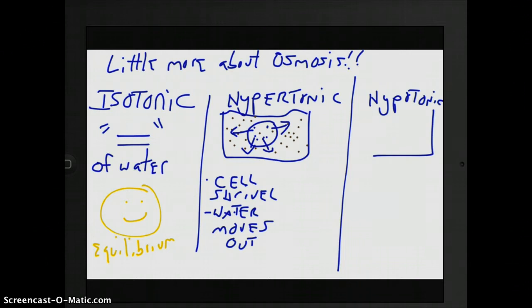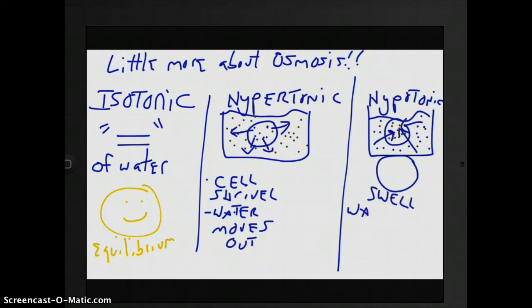Hypotonic means you have a cell in solution. There are a lot of particles in the cell, very few in the solution. So there's lots of water in the solution. Now what happens is the cell fills up with water. The cell starts to swell. Water moves in.